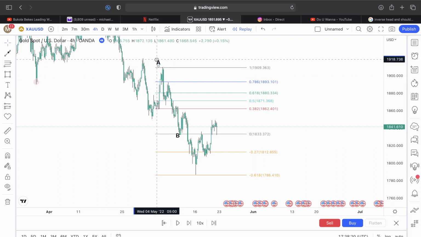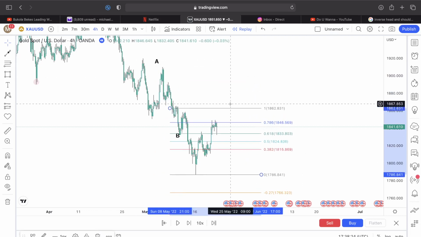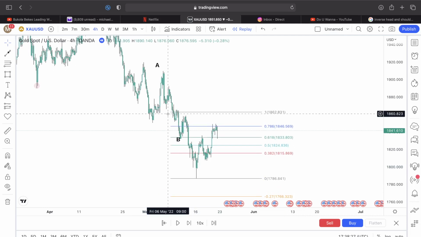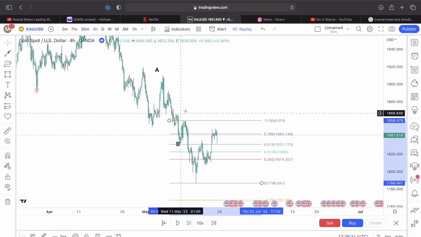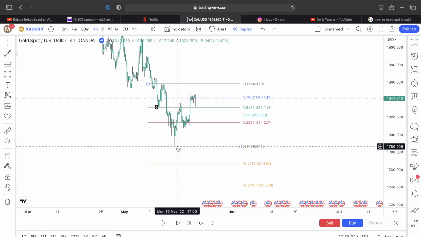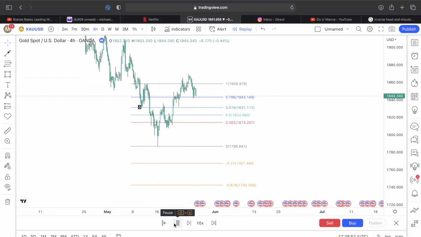A, B. So now we can see here there's a 78.6 area. That's the last lower high. So either it will break here, and if it breaks here, then we know we're going to continue up. If it's breaking above the 78.6 level, we know it's going to continue up. Boom, it broke, it's going to continue up.